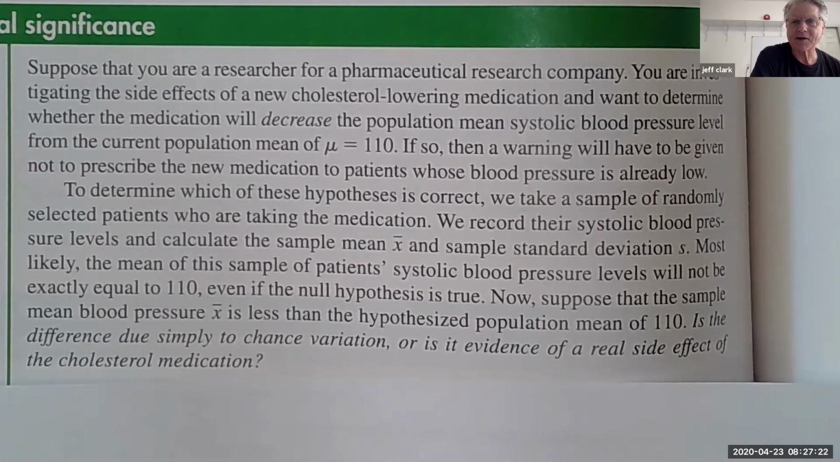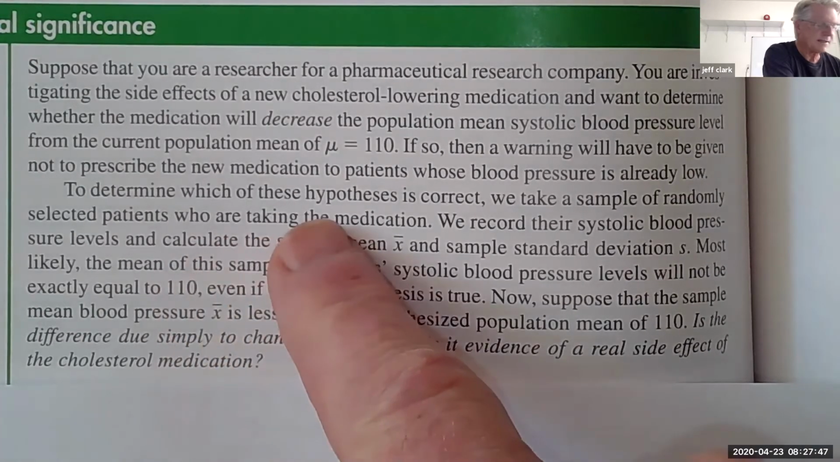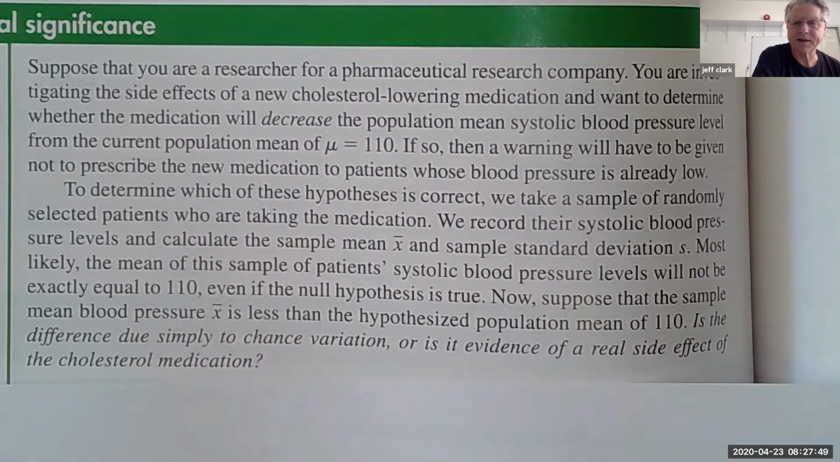And so they've got a new medicine. Now, why would they just give it if they haven't tested it? So they're going to take a sample, as you can see. They want to give a warning not to prescribe the new medication to those whose blood pressure is already low. So they want to make sure that they're doing the right thing. And so to determine which of these hypotheses is correct, they're going to take a sample of randomly selected patients.